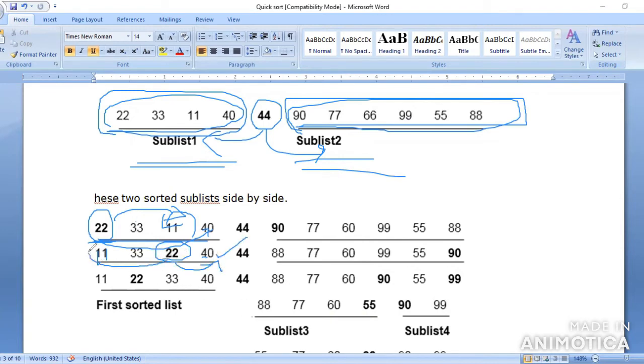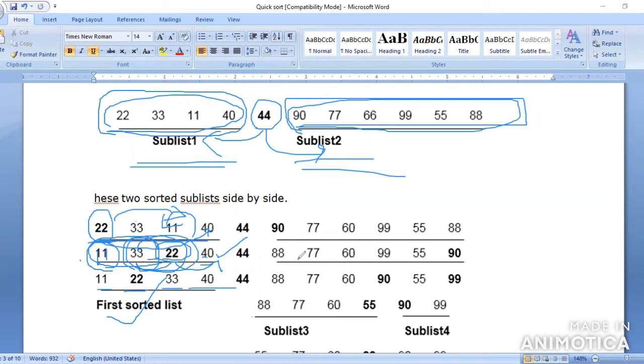Then check the left side values, 11 and 33. The 11 is in order, but 33 is a higher value than the pivot element, so what we'll do is swap the elements. So what is the answer? 11, 22, 33, 40. So this is for the first sorted list. So 11, 22, 33, 40, 44 is in the order of the positions.